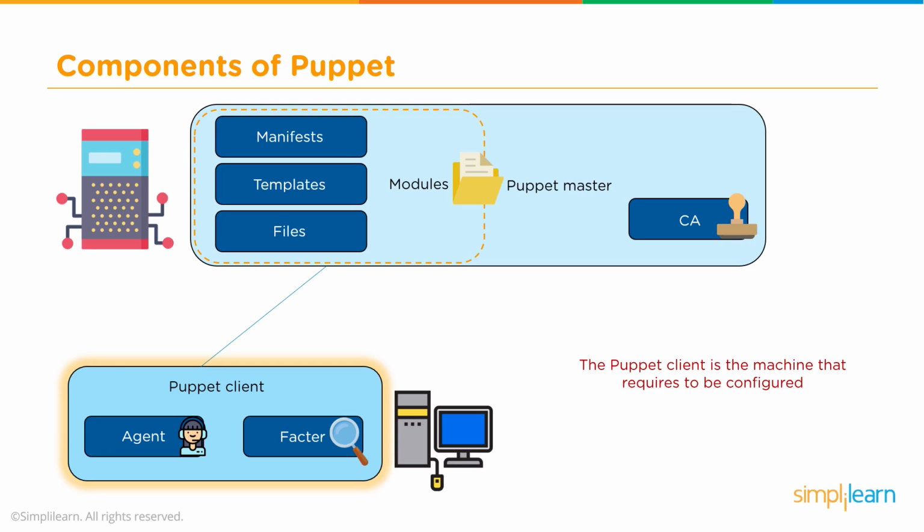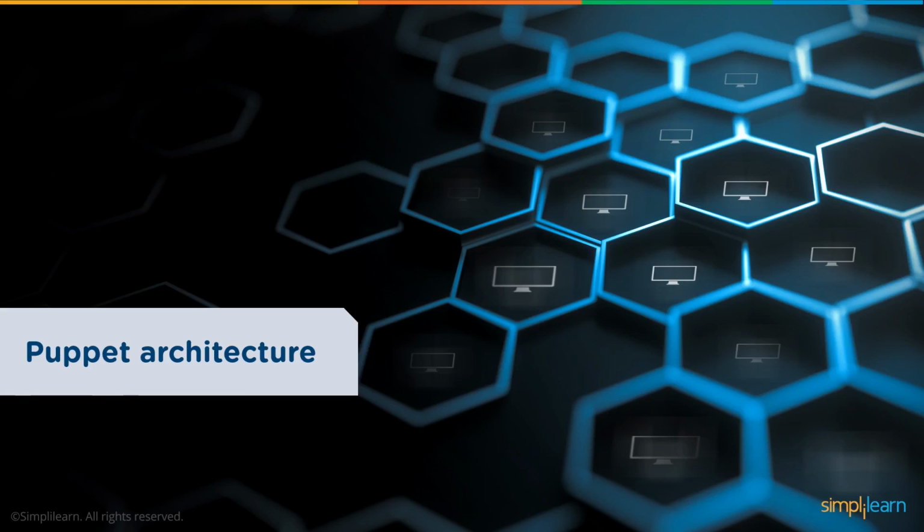Outside of the master server, where you'd create your manifest, templates, and files, you would have the Puppet client. Puppet client is a piece of software that is used to configure a specific machine. There are two parts to the client. One is the agent, which constantly interacts with the master server to ensure that the certificates are being updated appropriately. And then you have the facter, the current state of the client, which is communicated back through the agent. So now that we know what Puppet is, let's look into the Puppet architecture.